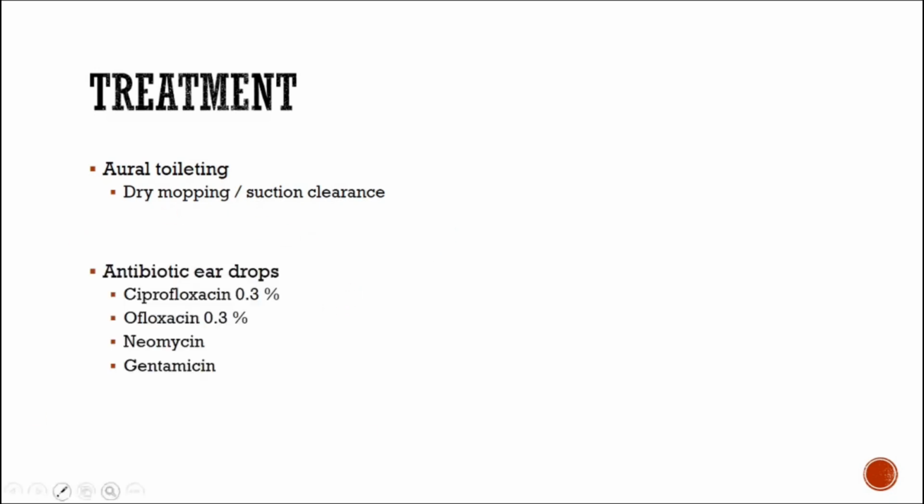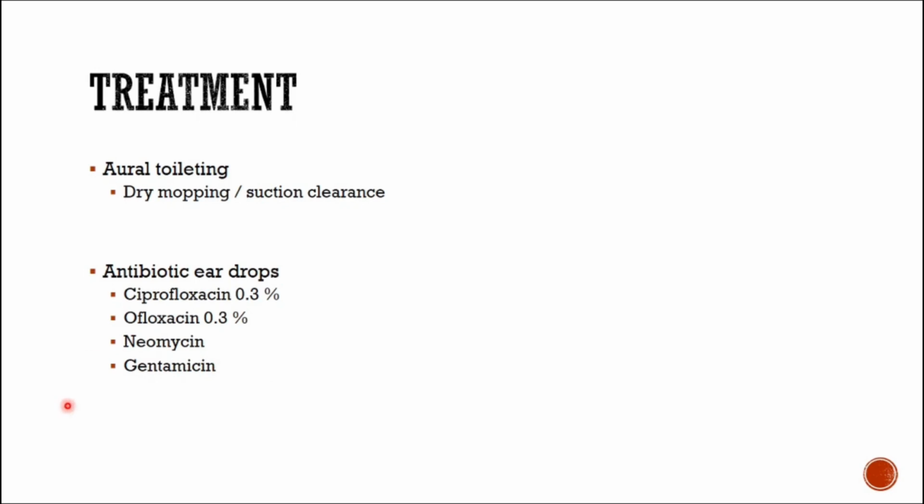The next thing is you will have to start the patient on antibiotic ear drops. What is the most common organism implicated? I told you earlier, Pseudomonas. Till now Pseudomonas is very sensitive to ciprofloxacin 0.3%. However, if irrational use of antibiotic therapy prevails, Pseudomonas will in future become resistant to ciprofloxacin. But right now it is sensitive, so you can safely give topical ciprofloxacin ear drops, and ofloxacin. The other antibiotics you can give are neomycin and gentamicin.